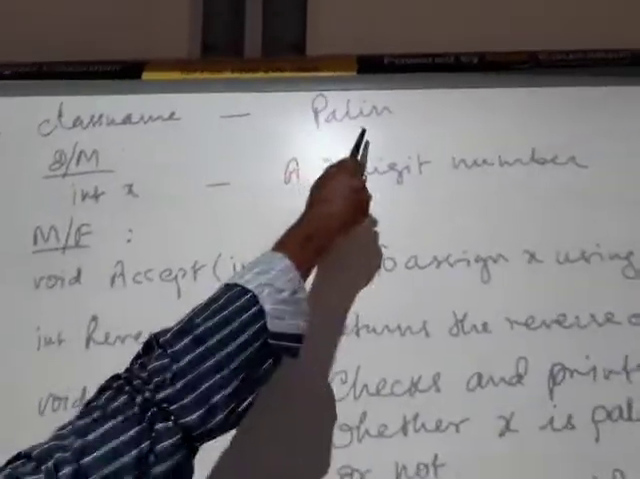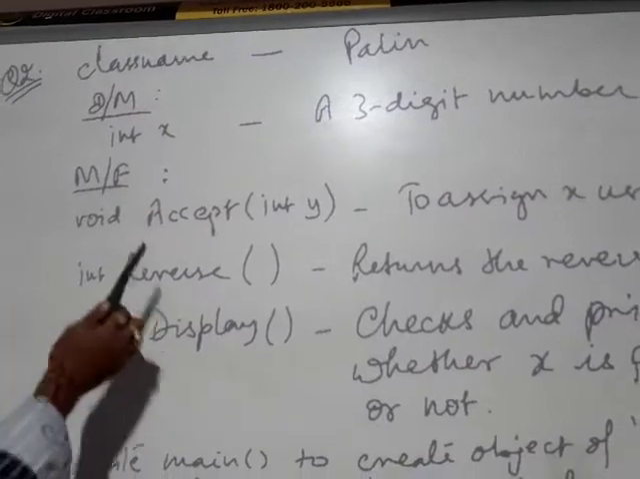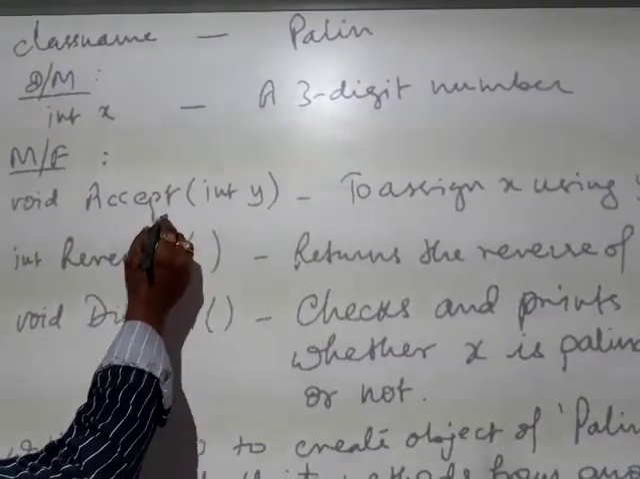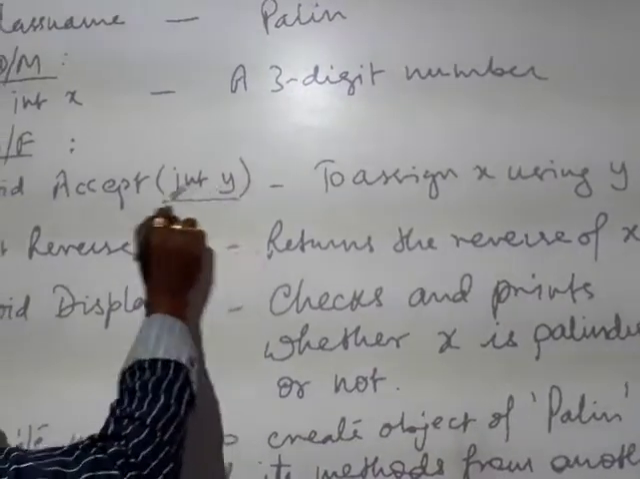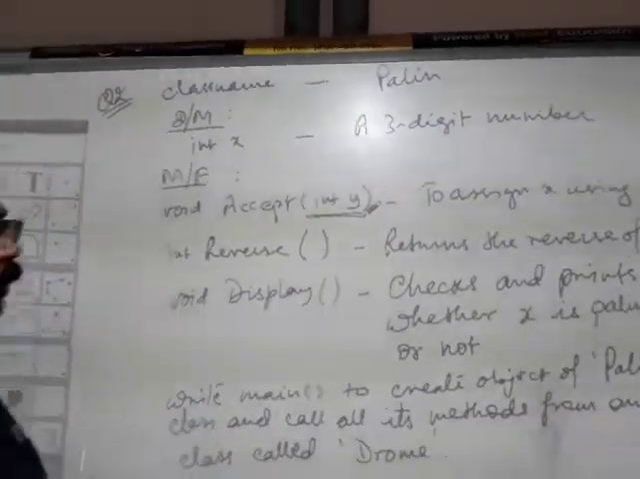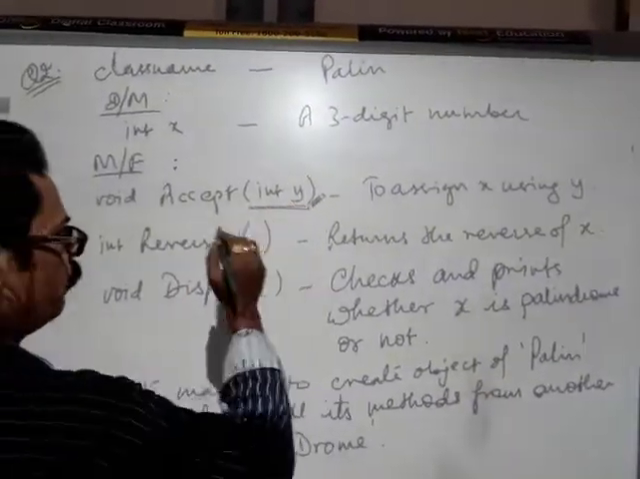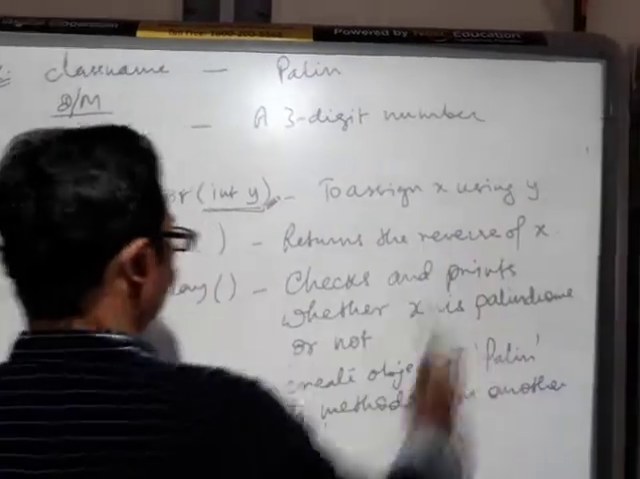So the class name is palin, int x, a 3-digit number again. Now I have used a function accept for inputting, for entering the values, and I have used a parameter in this case. Earlier we never used a parameter, now we have used a parameter. So you can get this type of question as well. When the parameter is given, what you are supposed to do is assign x using y.